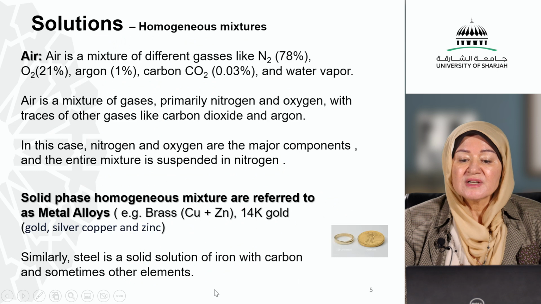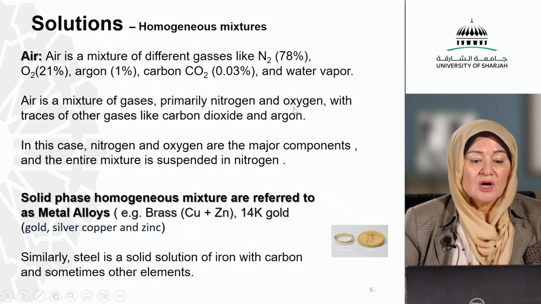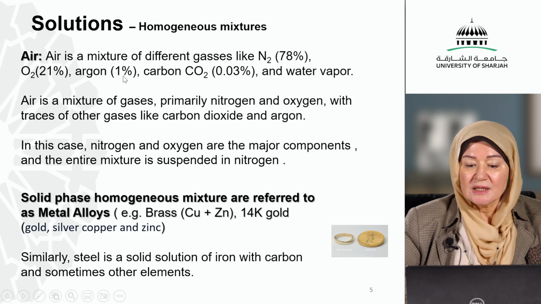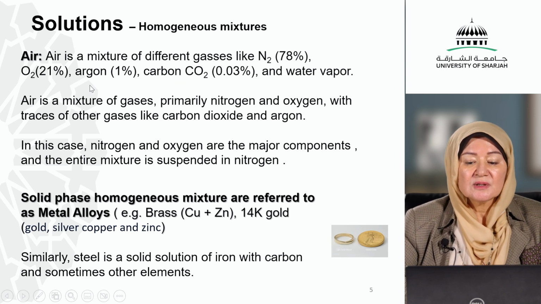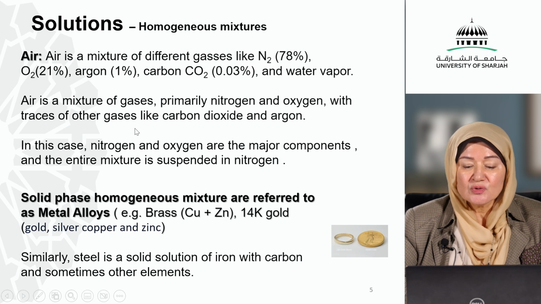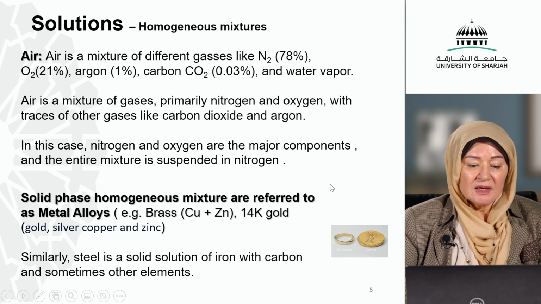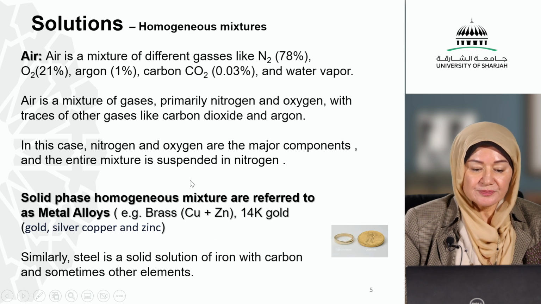It has many gases in it. Air is a mixture of different gases like nitrogen. It's almost 78% nitrogen, oxygen 21%, argon 1%, carbon dioxide almost 0.03%, and water vapor. And therefore air is a mixture of gases, primarily nitrogen, which is the most abundant component, and oxygen, with traces of other gases like carbon dioxide and argon. In this case, nitrogen and oxygen are the major components of the mixture.